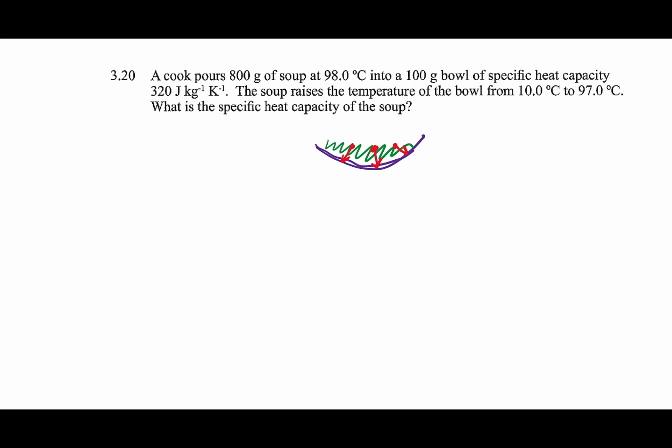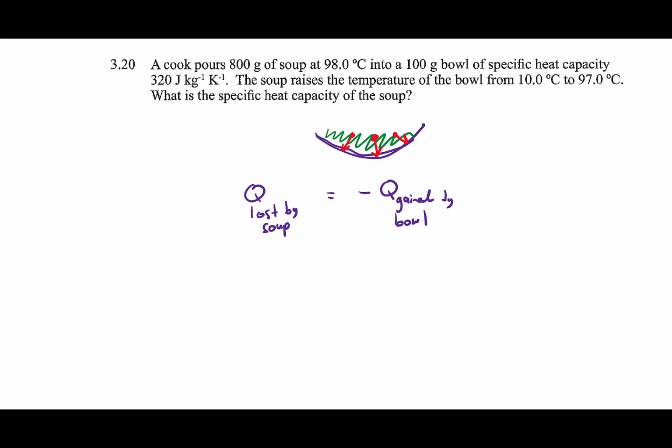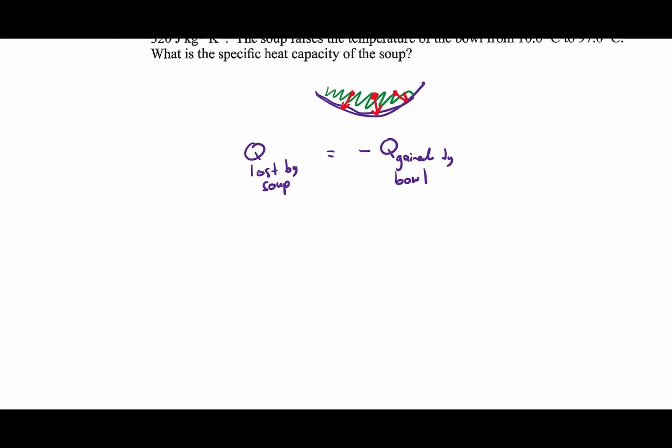So first I need to state a really clear assumption, and that is that the Q lost by the soup, or the heat lost by the soup, is going to be equal to the heat gained by the bowl. Now, what's interesting is I've put a negative sign here. I'm not sure if you can see it, but what that's telling me is that one is going to be the negative of the other. And that might seem a little bit counterintuitive, but if I expand that out, I'm going to have mc delta T here for the soup, and that's going to equal negative mc delta T for the bowl.